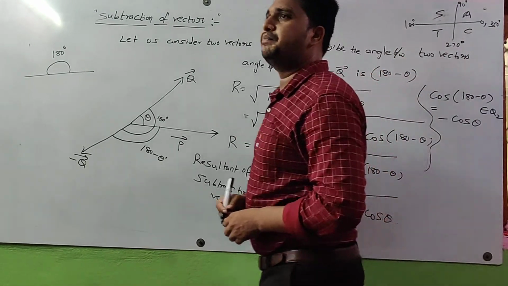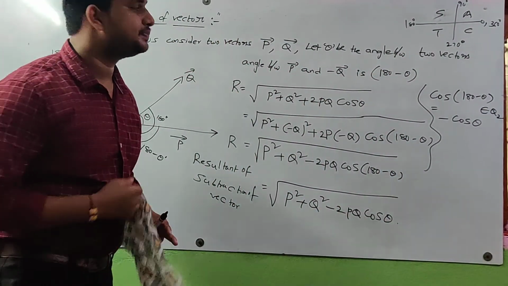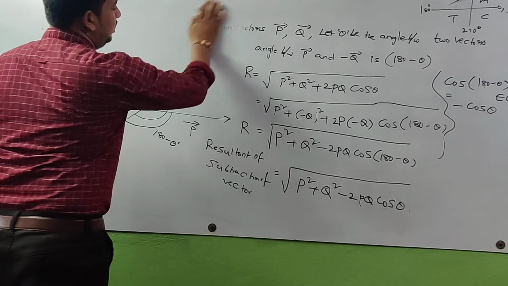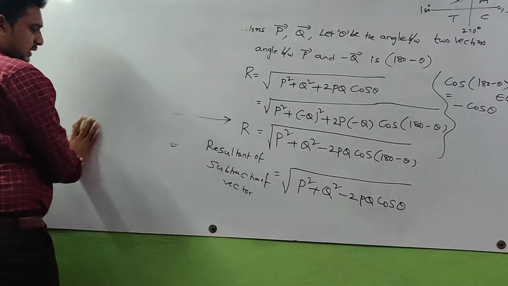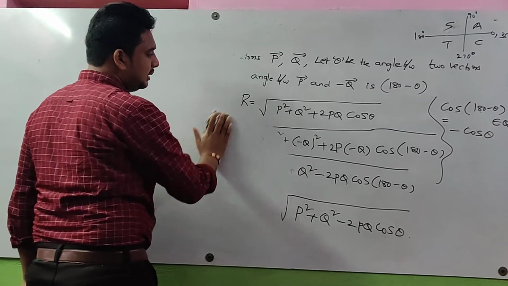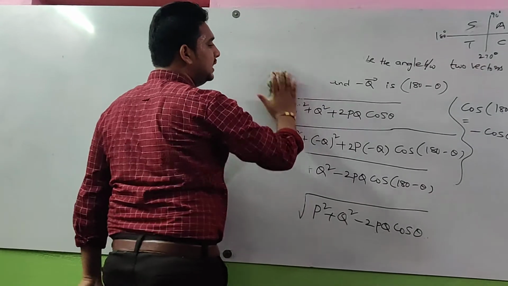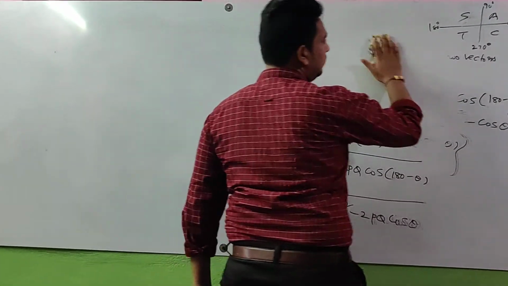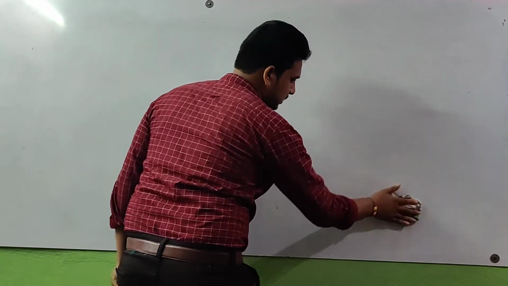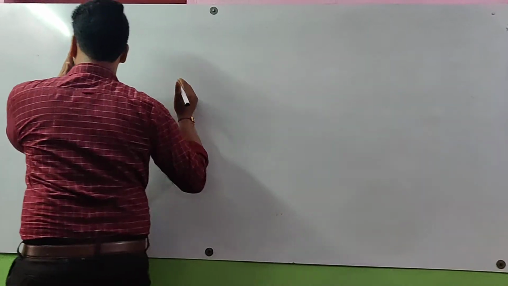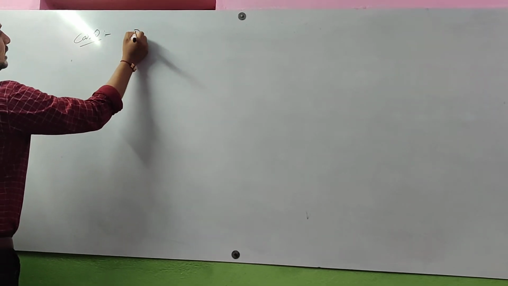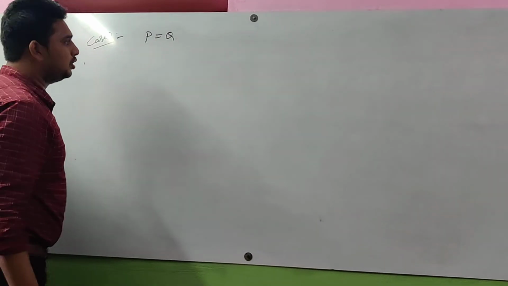Here the main thing is, for the subtraction of vectors, the angle is important. If the angle varies, the resultant of the subtraction of vectors will vary. The angle is very important here. For example, I'll consider three cases here. Case 1, P is equal to Q.